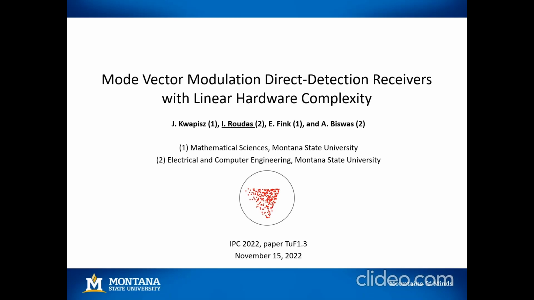The last few years, my group has been working on a new modulation format for short-haul applications called mode vector modulation. Mode vector modulation is an extension of Stokes vector modulation for multi-core or multi-mode fibers, or for free space communication using multiple modes. The advantage of mode vector modulation is that it can be used with a direct detection receiver, and in this talk we propose a new improved design of a direct detection receiver with complexity that scales linearly with the number of modes.